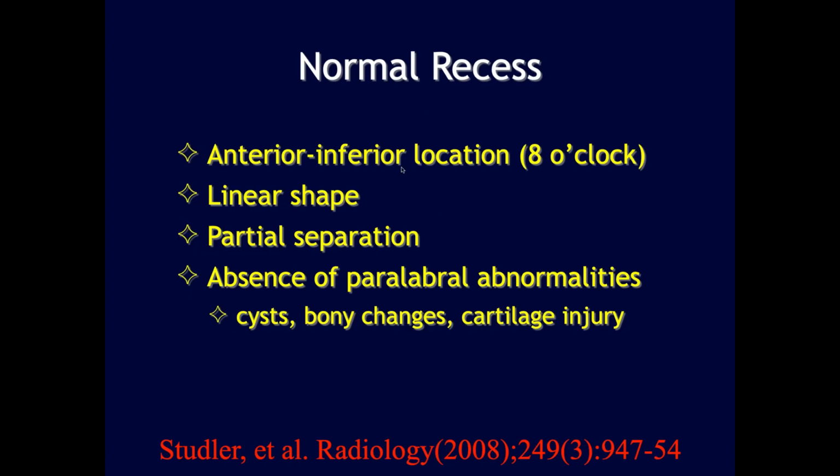So the normal recesses occur really anteriorly, inferiorly, and posteriorly inferiorly. They're kind of linear shape. They're little partial separations. Absence of paralabral changes such as cysts, bony changes, and cartilage injury. And those are pretty normal recesses. So I'm hesitant to call labral tears if they're not in the typical superior and anterior superior locations. If you do, I would say that this could be a congenital variant.